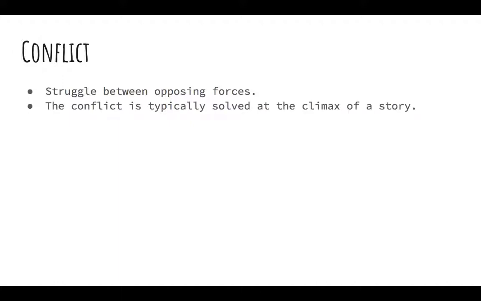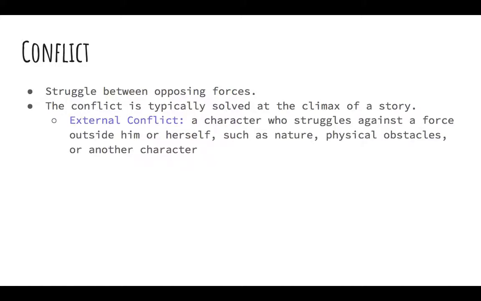Our last thing we want to talk about is conflict, which I know you've heard about before, but we just really want to review it with you. It is the struggle between opposing forces, and it can look different ways, which we'll discuss. The conflict is typically solved at the climax of the story. One type is external, a character who struggles against a force outside of themselves. It could be nature, a physical obstacle, or another character. We have person versus person and person versus the environment.